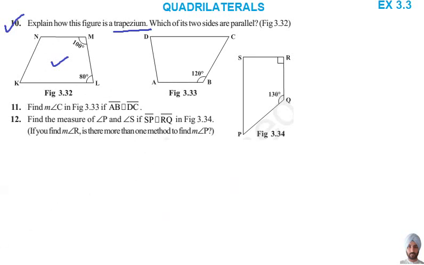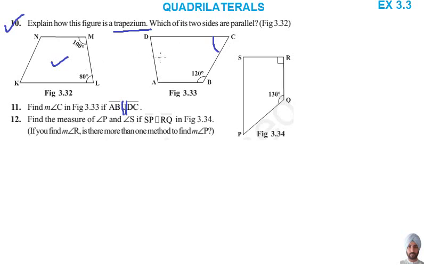Question number 11 is, find measure of angle C in figure 3.33. You have to find this. If AB is parallel to DC, this should be a parallel line. So AB line segment is parallel to DC line segment.